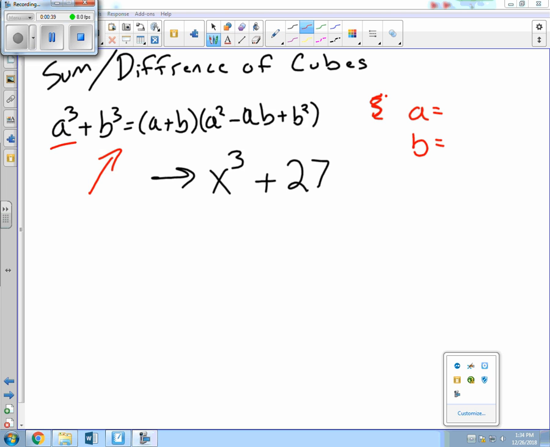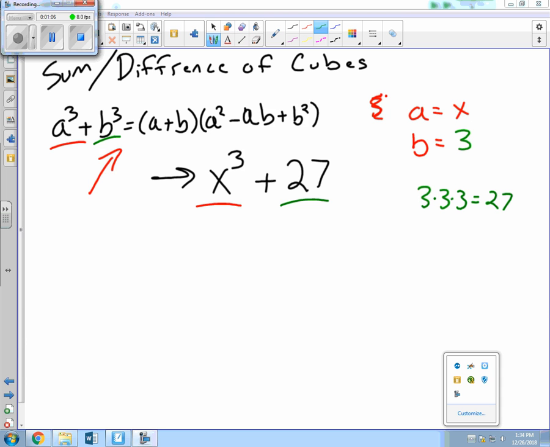So a cubed is the same as x cubed, so a is the same as x. Well, b cubed is the same as 27. So I want to know what's the cube root of 27. What number times itself 3 times gives you 27? Well, 3 times 3 times 3 gives you 27. So b is 3.